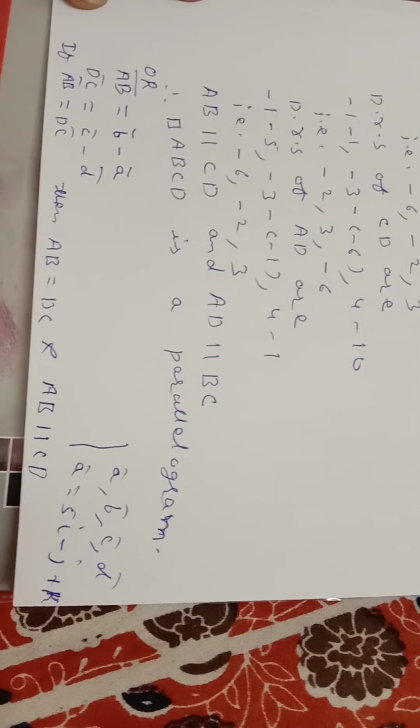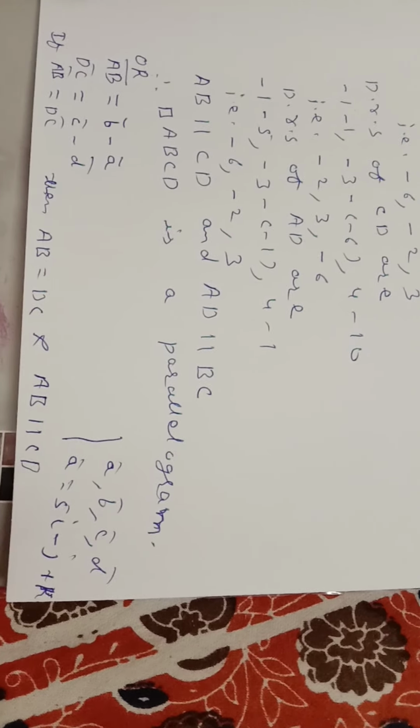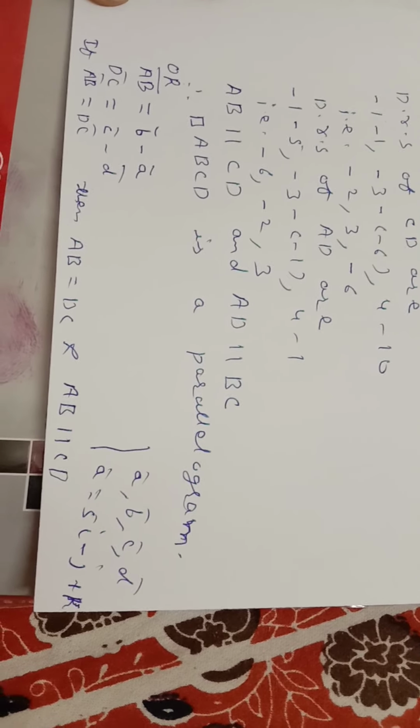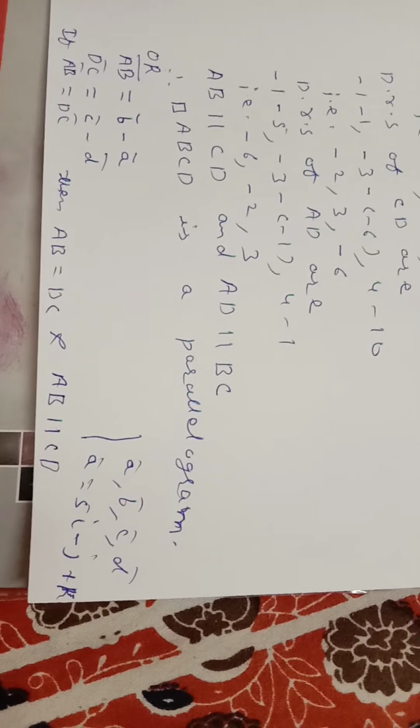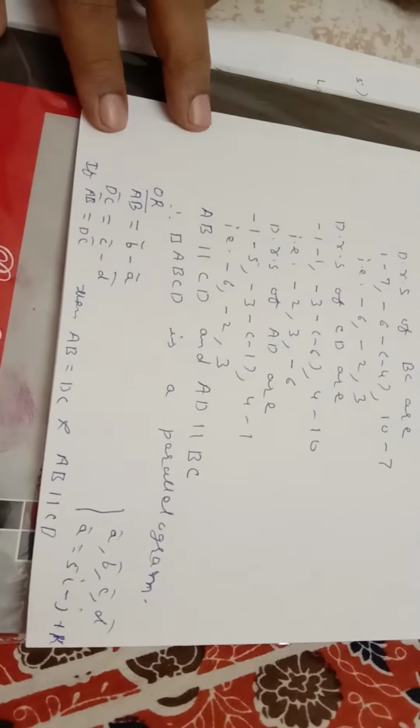And in a quadrilateral, if one pair of opposite sides congruent and parallel, then that quadrilateral is a parallelogram. So we can prove that this quadrilateral is a parallelogram by two methods, either by using direction ratios or by using vector method. Now we shall see next example.